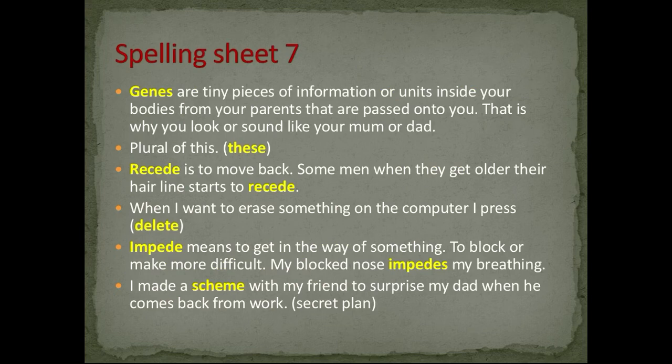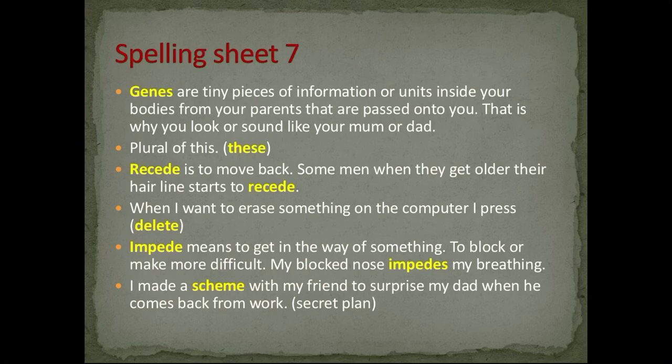When I want to erase something on the computer, I press delete. This is number 4. The word is delete. To erase something is to delete. Number 5, impede means to get in the way of something or to block or make more difficult. I will say my blocked nose impedes my breathing. Impede means block. To block something means impede.